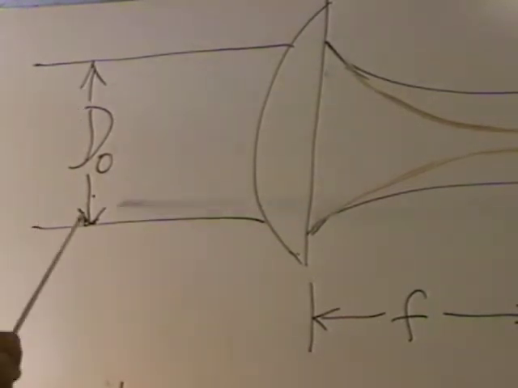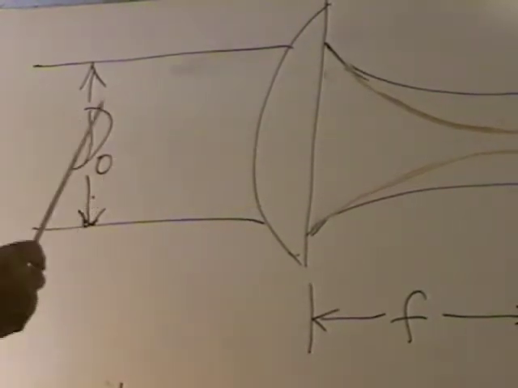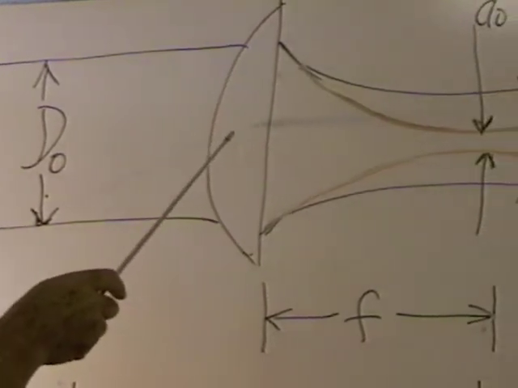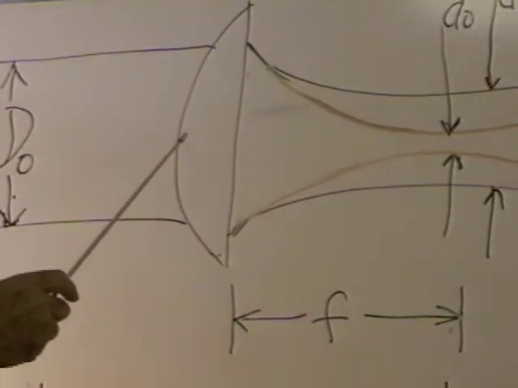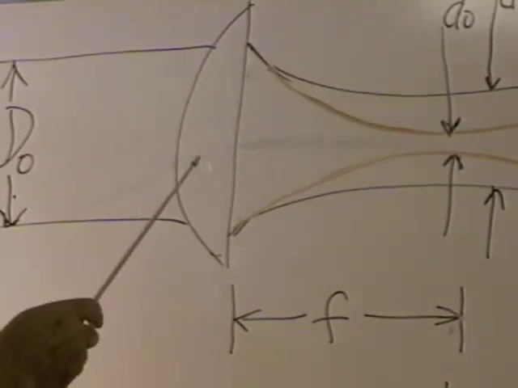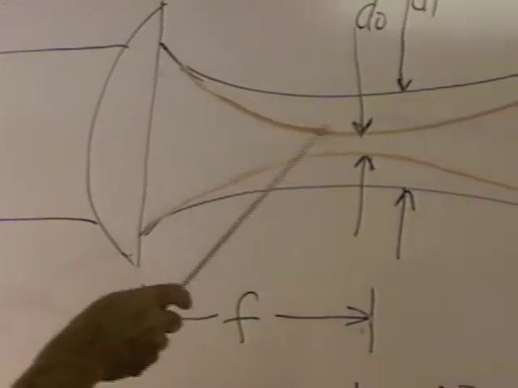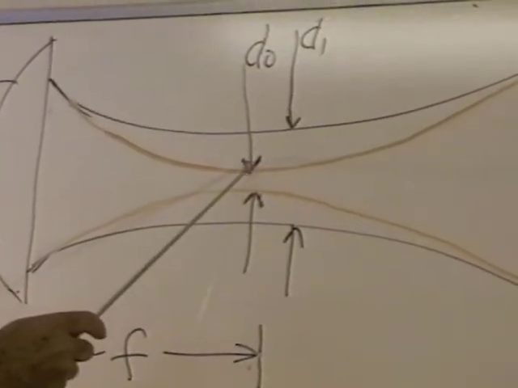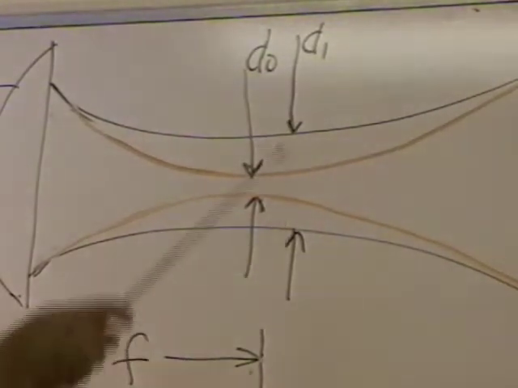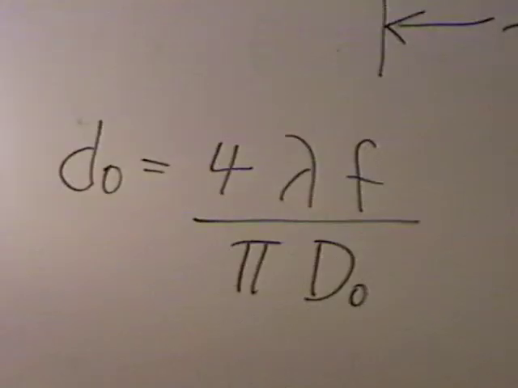If this is an input laser beam that has a width we call capital D0, and you put it into your focusing lens that you're going to use to focus the beam down to the work surface, then depending on the quality of the laser beam, it will focus either to a small spot represented by this small d0, or a larger spot represented here by what I've labeled D1.